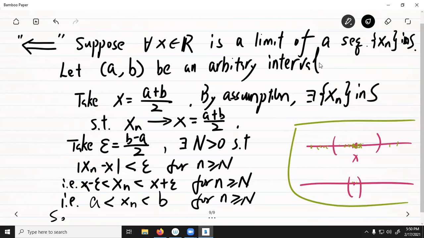So x sub capital N, we just pick one. x sub capital N is in this interval AB. And x sub capital N is in S also, right? Because the sequence is in S. Since this interval is arbitrary, for an arbitrary interval you can always find an element in S, which means S is dense.